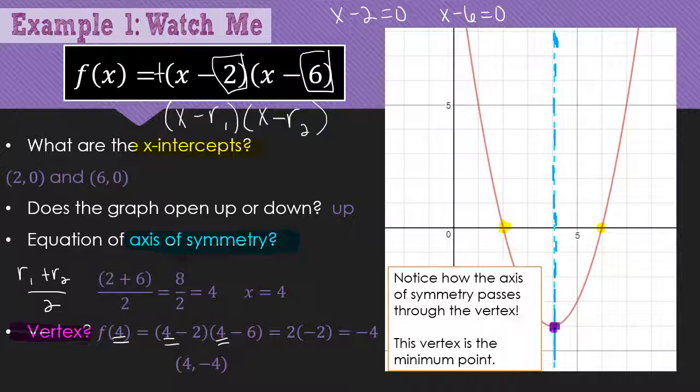And then you can go ahead and just draw in your graph. So I'm just going to kind of trace over this so you can see, and it's always going to be that U shape when I'm drawing in my parabola.